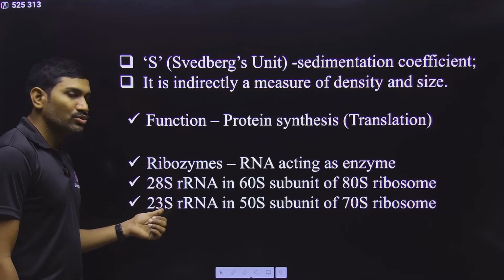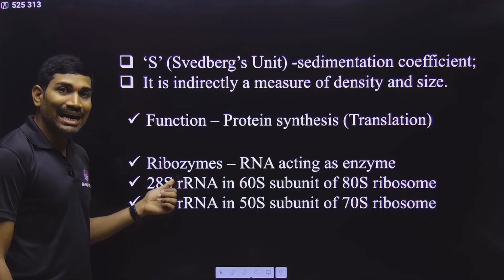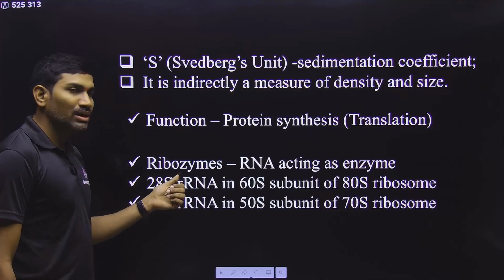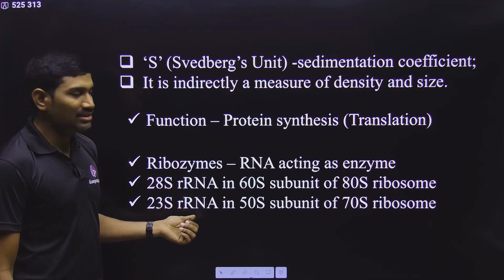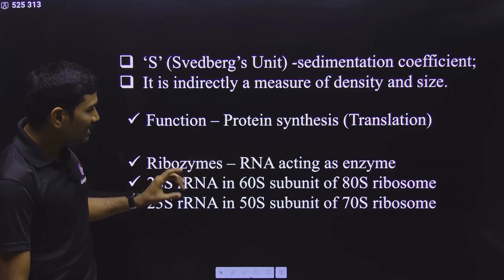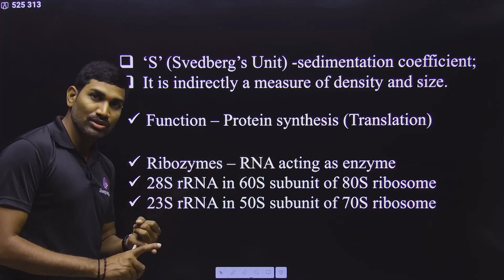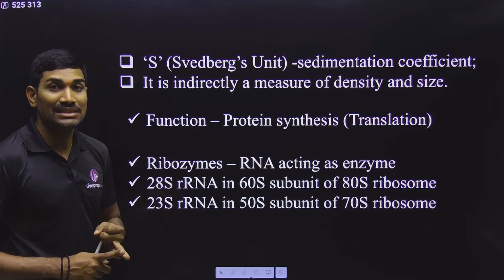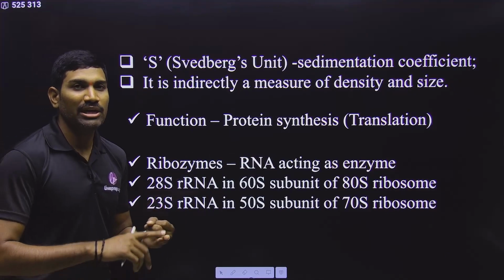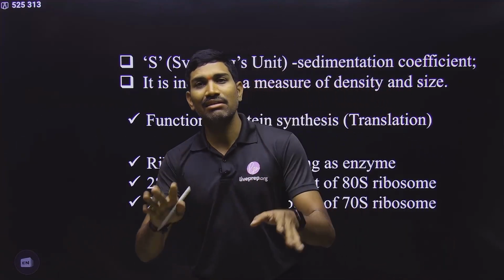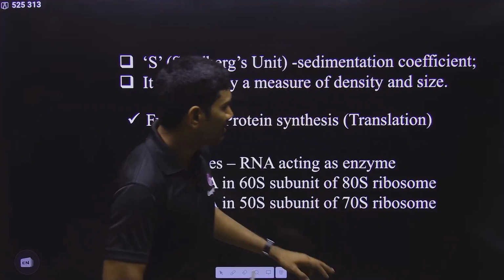These two are the rRNAs, ribosomal RNAs, that are acting as enzymes. If RNA acts as an enzyme, it is called a ribozyme. So these are examples of ribozymes, rRNAs having enzymatic activity, and the name of the enzyme activity is peptidyl transferase, which is involved in protein synthesis, translation, everything. So please observe this. These are very, very important points.